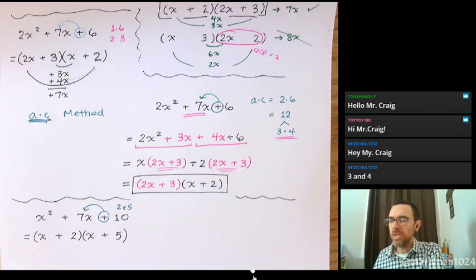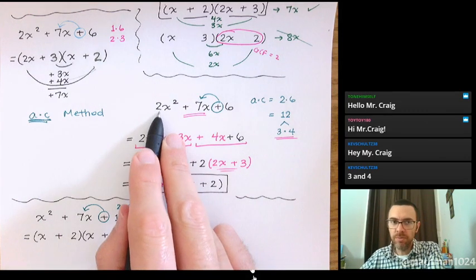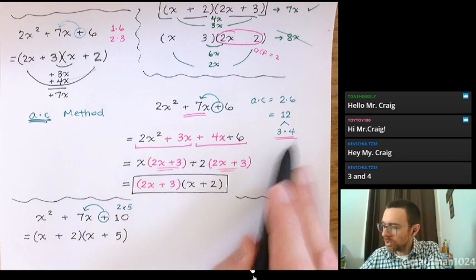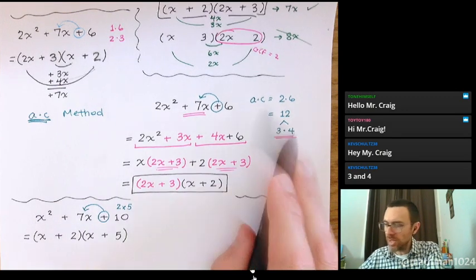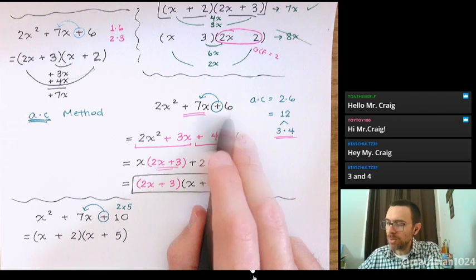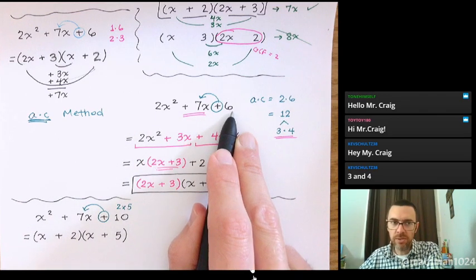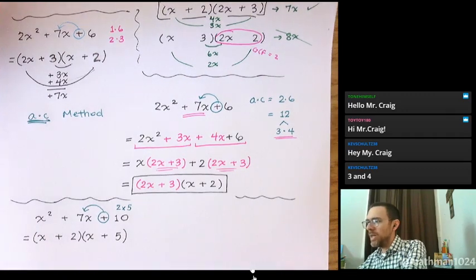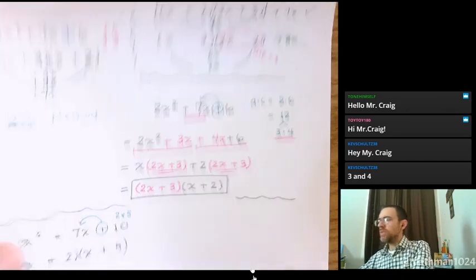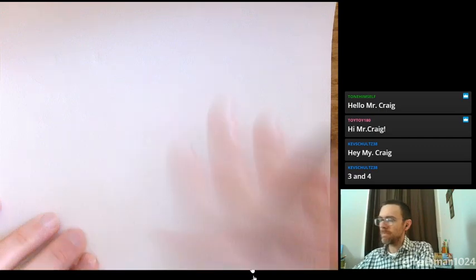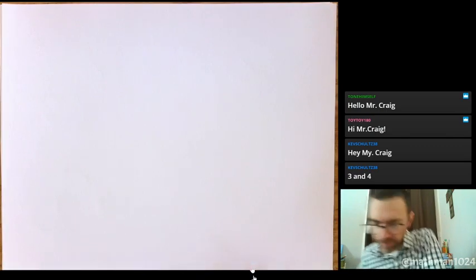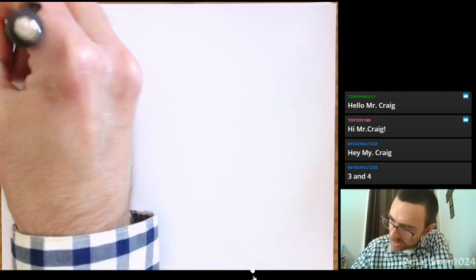What I'm saying is that if you have a lead coefficient that's not 1, then you can take this guy and split it up based on the numbers that you get from doing the AC method. It's not just looking at 6. It's looking at the product of 2 and 6. Okay? So as long as we keep that in mind, we really shouldn't have any issues. So let's do another one.